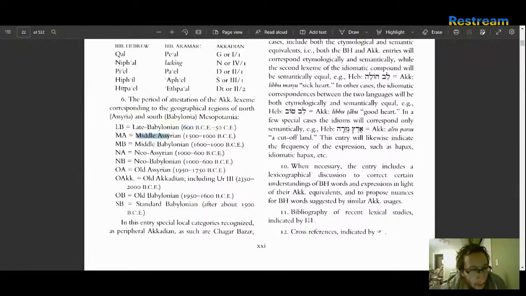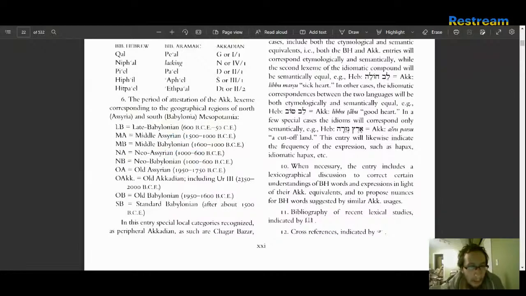Middle Assyrian is 1500 to 1000 BC. Middle Babylonian is roughly 1600 to 1000 BC. Neo-Assyrian is 1000 BC to 600 BC. So basically the time of David and the kings, David, Solomon, and the kings of Israel.